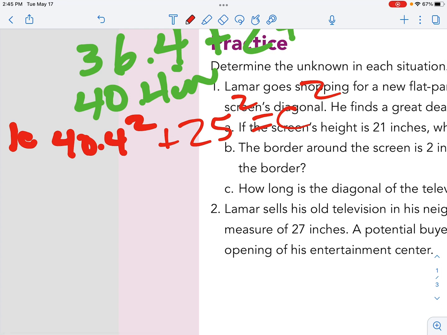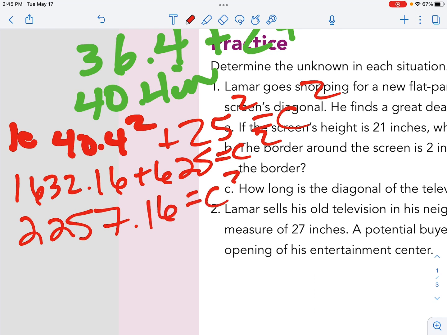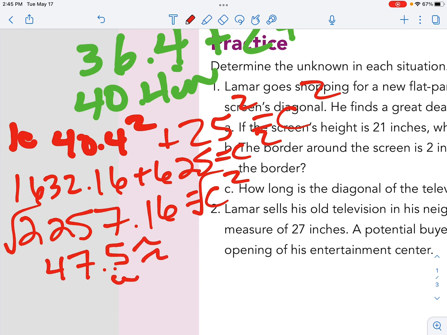So 40.4 squared equals 1632.16 plus 625 equals C squared. So I add that to 625, and I get 2257.16 equals C squared. Take the square root of both sides. And I get approximately 47.5, oops, I forgot to put inches, is equal to C.